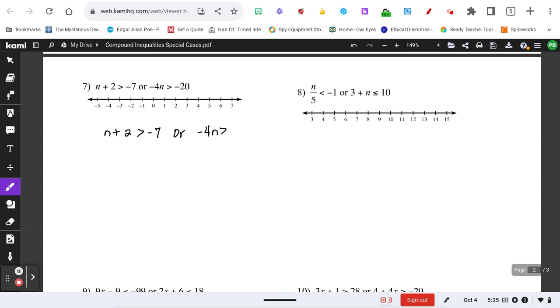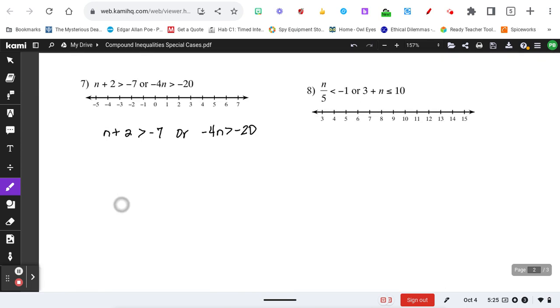In order for it to be all real numbers on the and, they will have to overlap at every single place, which means your inequalities will have to be the same. So you wouldn't ever have an all real numbers on the and, okay? You can have a no solution on the and because they don't have to intersect.